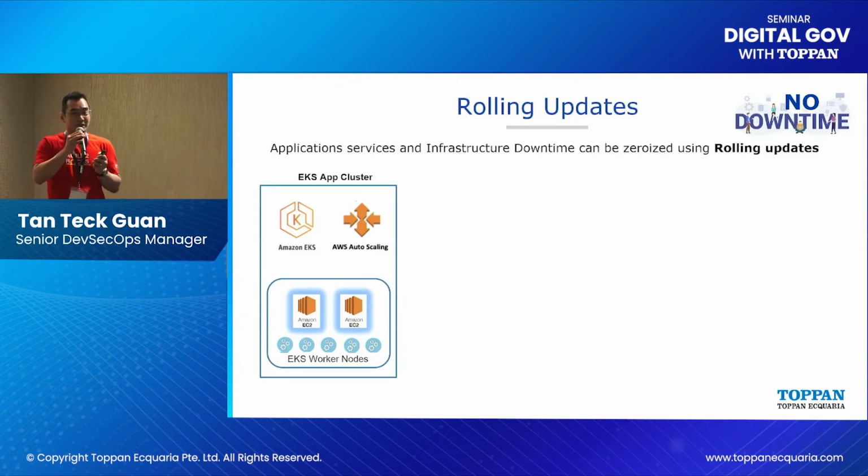So next, rolling update. Maybe I'll give an example here. Why rolling update is important. I think the keyword here is no downtime. Application services and infrastructure downtime actually can be zeroized using rolling updates.